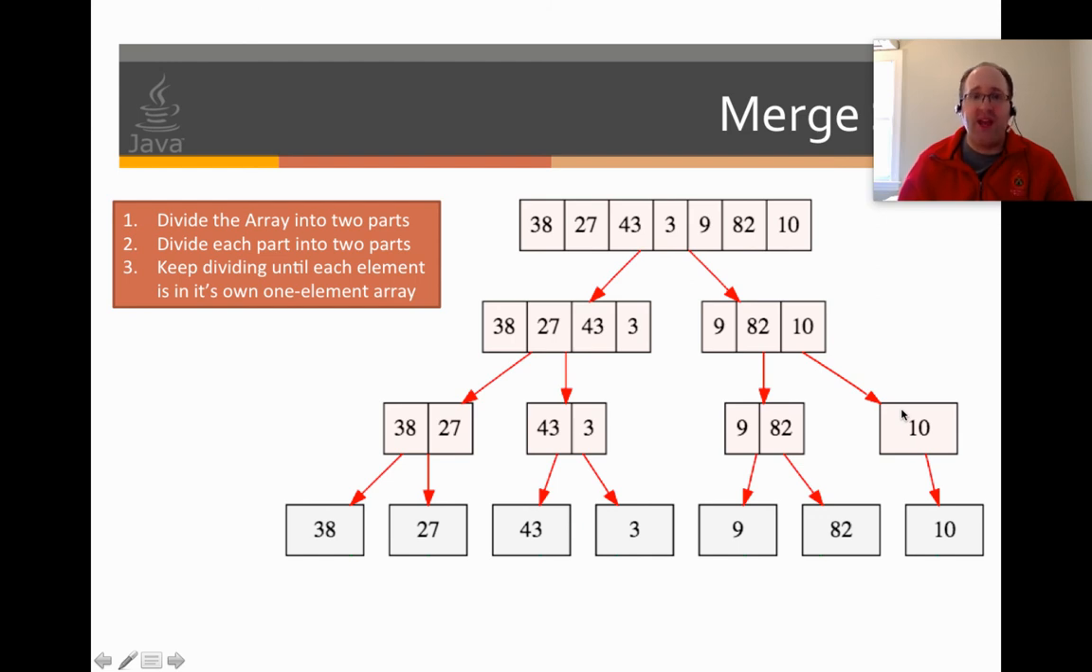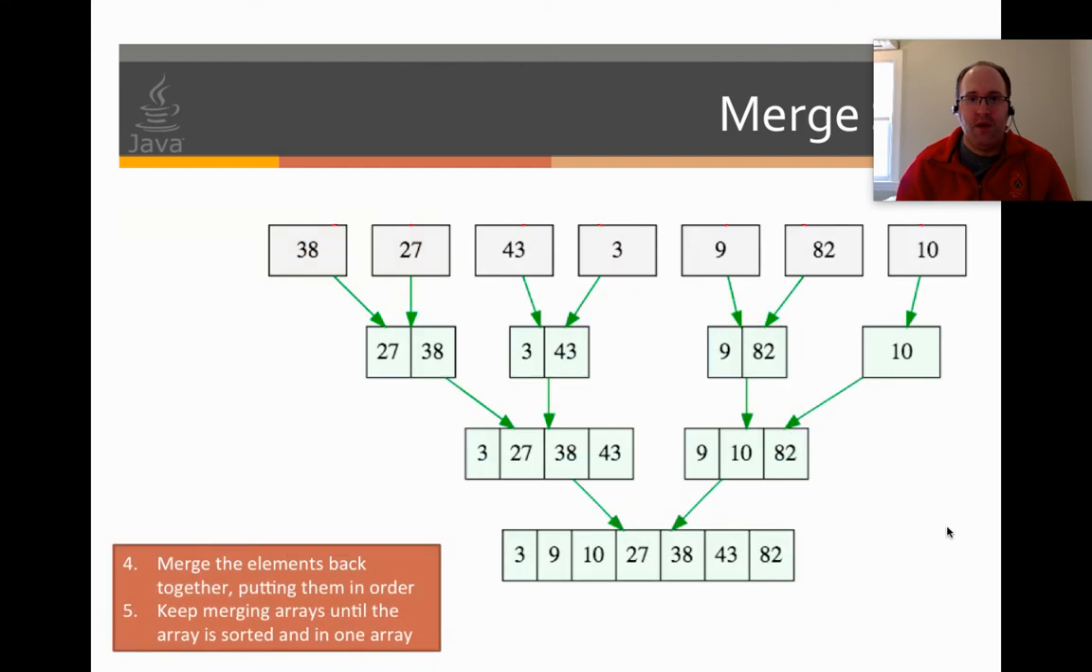And then we're going to keep breaking it down until we really get every element in this array in its own 1 element array. So we'll break the 3827 into their own elements, et cetera, right? So we basically keep dividing the array until all the elements are separate. And then we're going to start to merge them back together.